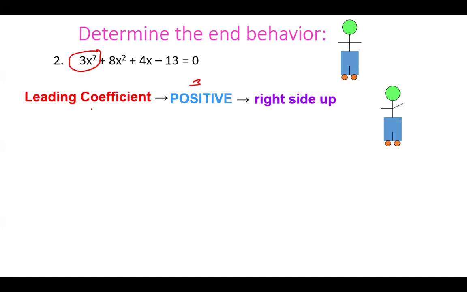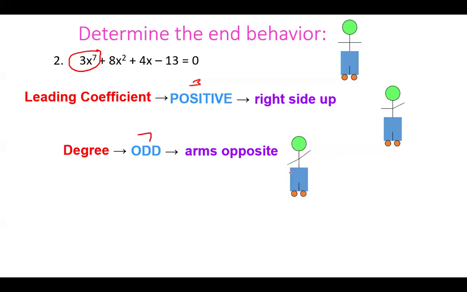Okay. Next, we're going to look at our degree in our leading term. Our degree, is it even or odd? It is odd because it is 7, which means that our left side is going to be going down. It's going to be opposite behavior. So Bob here is staying alive. Staying alive, staying alive.